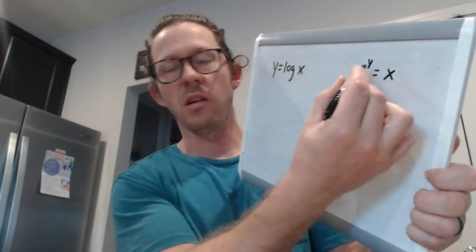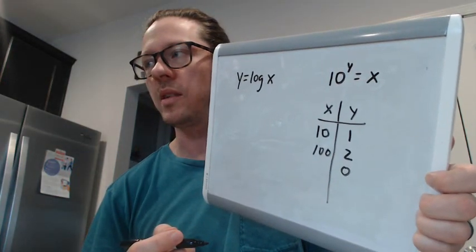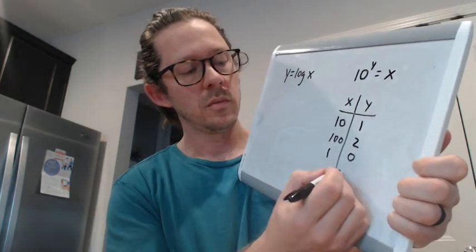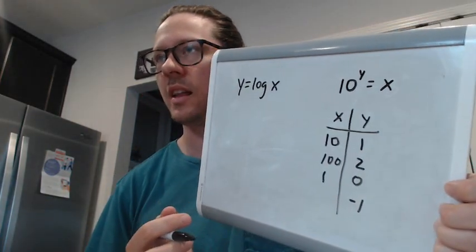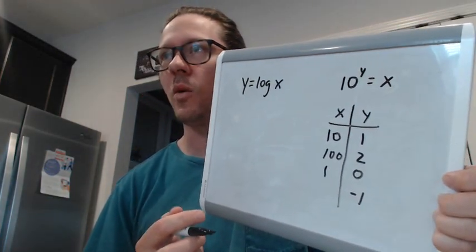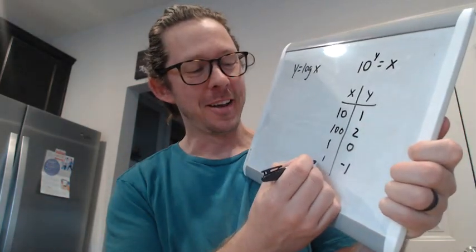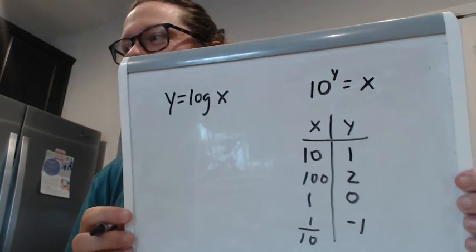What if I put a 0 right there for y? What's 10 to the 0 power? Well, it'd be 1, right? And what if I put a negative 1 in for y? What's 10 to the negative 1 power? It's not negative 10, remember, it's 1/10 because it just flips it, right?